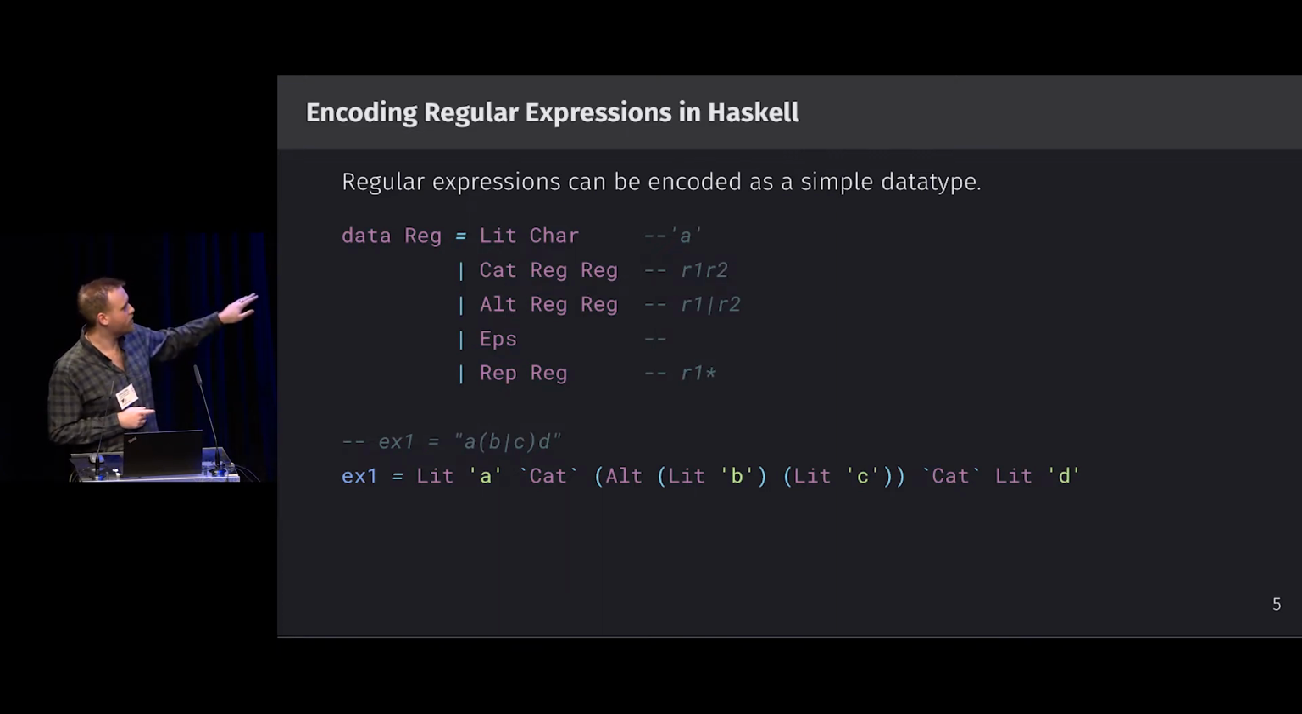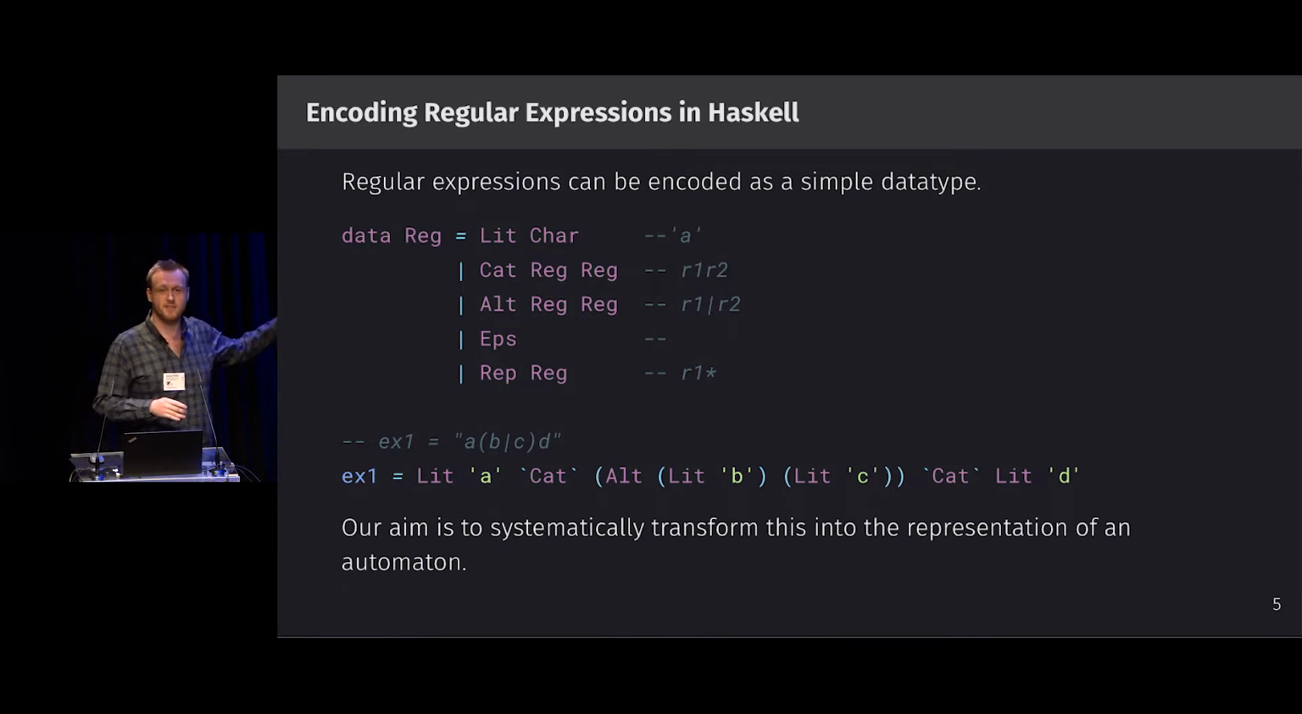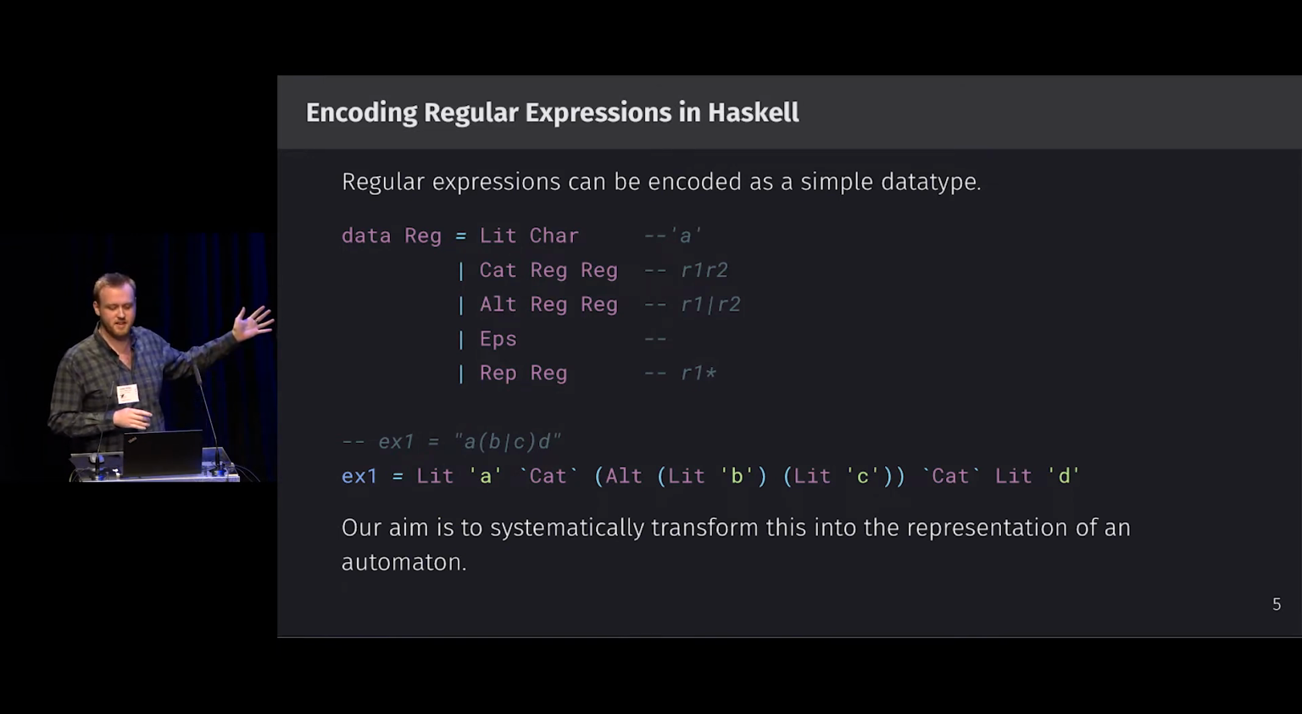But here's an example at the bottom, which is how we'd encode a regular expression A, followed by either B or C, and then D. And it's mostly a bunch of literals concatenated together with an alt in the middle to say, well, okay, we either need B or C. So it's as simple as that. And our aim is going to be to hopefully transform this data type and its representation into that of an automaton, which represents this same thing.